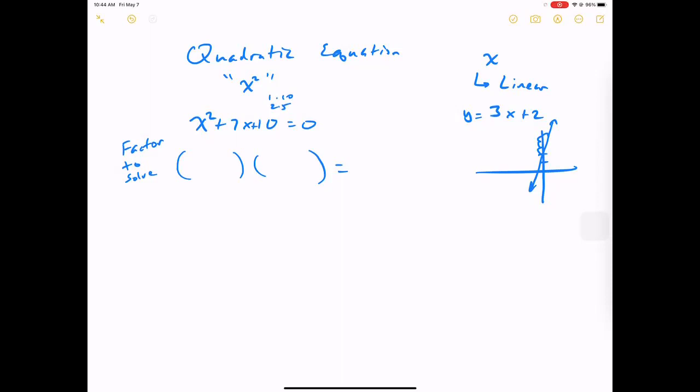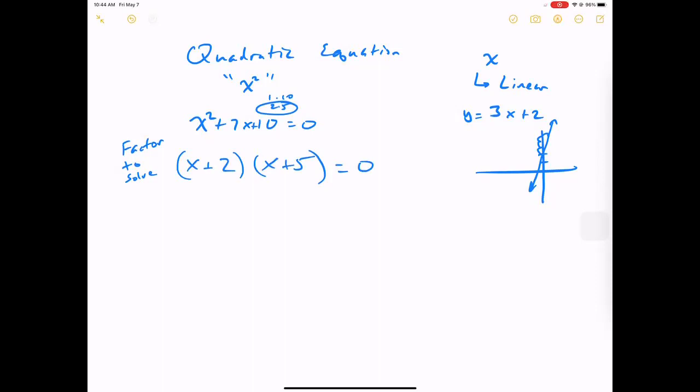And this is why on the test I asked you guys to write it out. Many of you did and many of you didn't. I wanted to see what was going on in your brain. And some of you can see automatically this is 2 and 5. 2 plus 5 is 7, and 2 times 5 is 10. So x, 2 and 5. And in this case, it was plus plus.